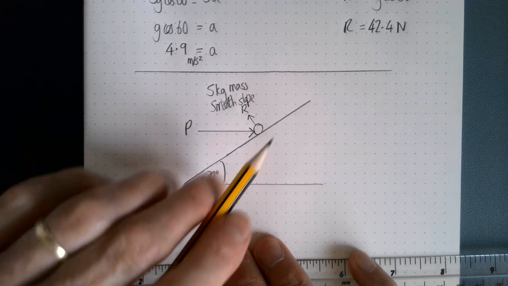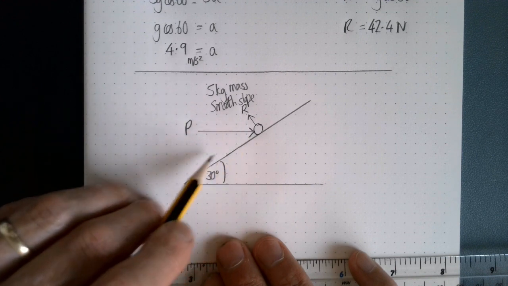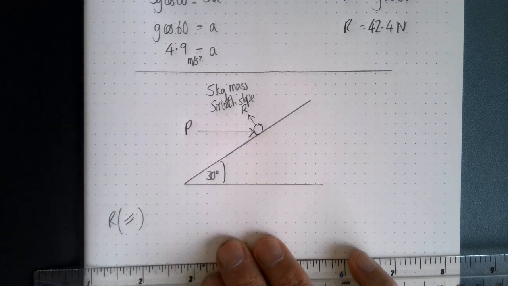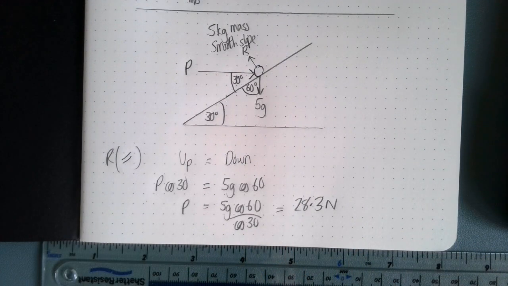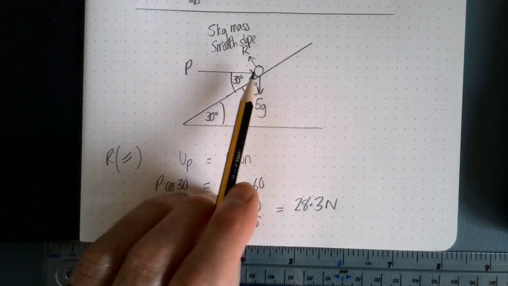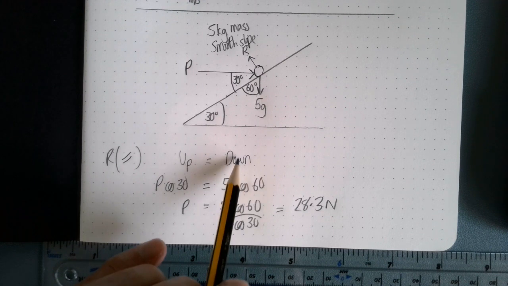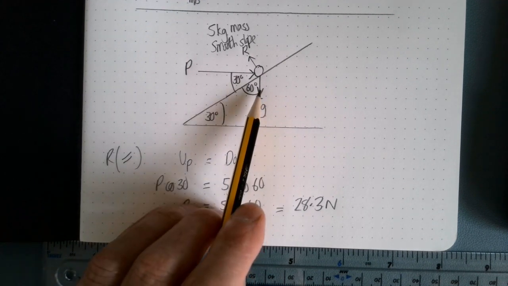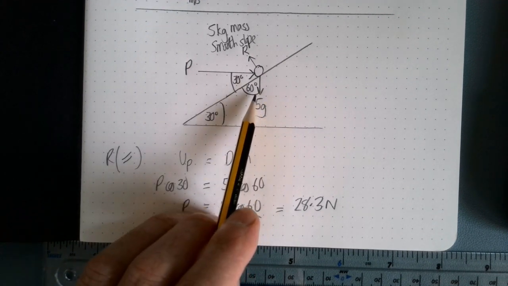I want that particle to remain in equilibrium, so I want forces down the slope to be equal to forces up the slope. Pause and have a go. Okay, so what are the forces pushing this up the slope? Well, that is this new force that I've introduced. What are the forces pulling it down the slope? Well, that's the component of the weight.